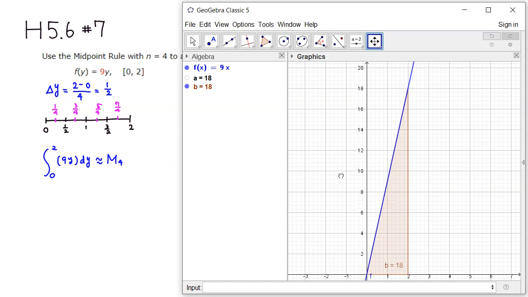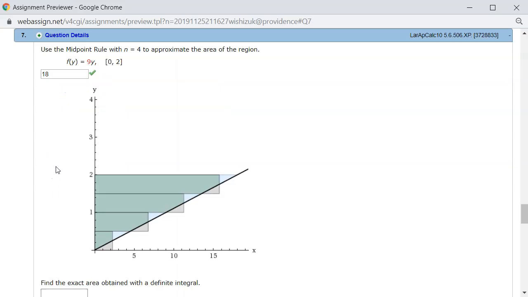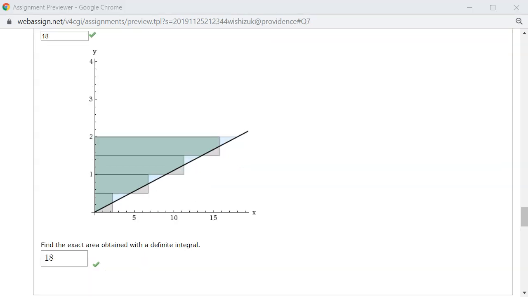Maybe I should look at the picture too. The picture isn't exactly the same because I'm using x instead of y. But the area came out to be 18, which happens to be exactly the same as the M4 value. So this approximation actually gives you the exact value. Let's check this answer. I came back and it looks like we got the exact area correctly as well.